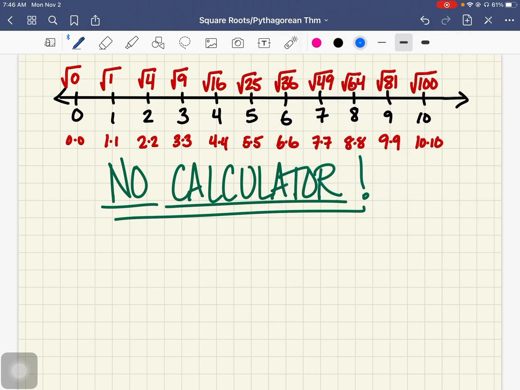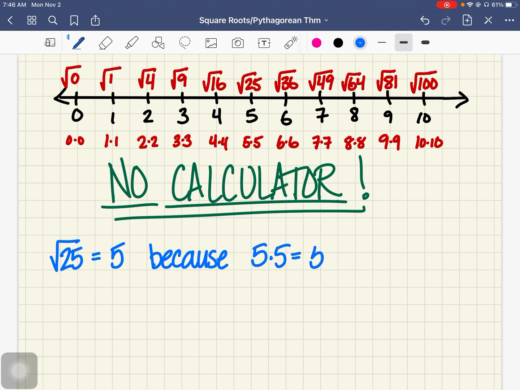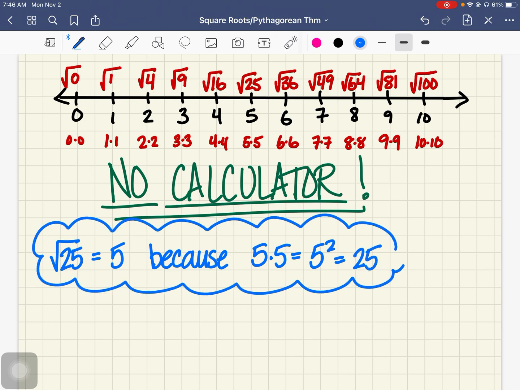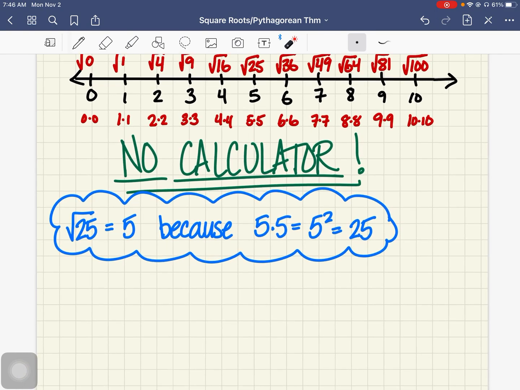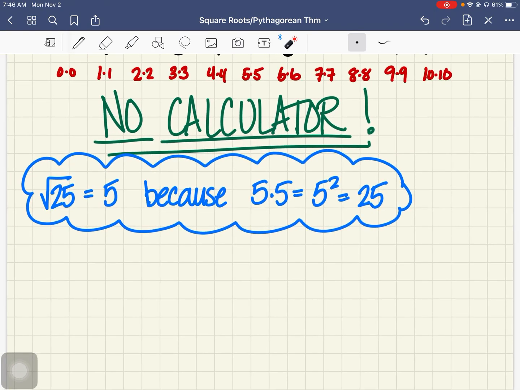So let's say I want you to find the square root of 25. What's the square root of 25? Well, you're going to write down that it's 5. Not just that, but you're going to write down because 5 times 5 equals 5 squared, which equals 25. This entire thing is your answer. You cannot just write 5 and get credit. You have to write out the whole thing so I know you know what you're talking about and you kind of understand what's going on.